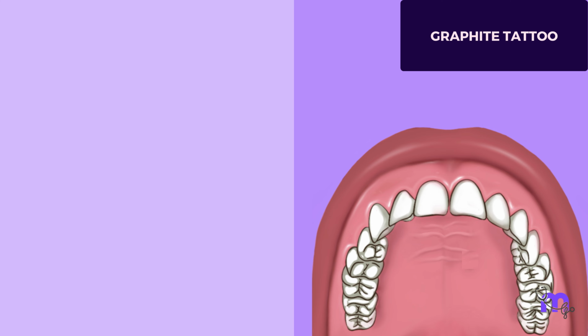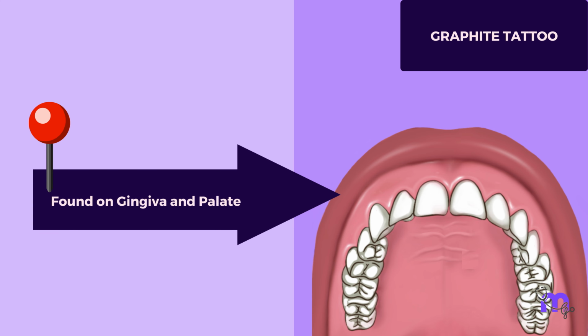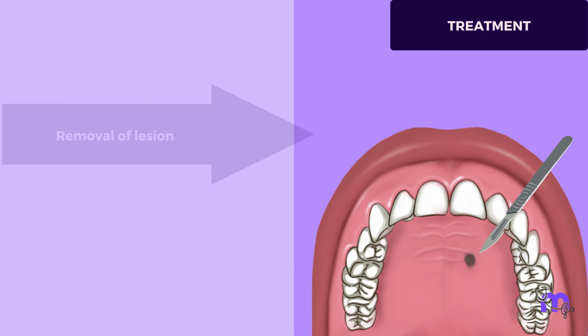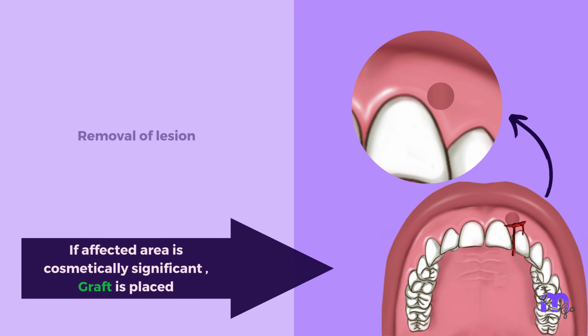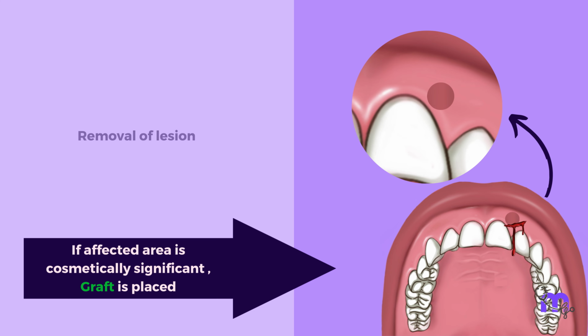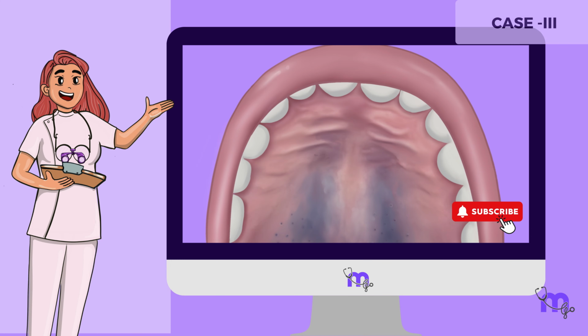Graphite tattoos can also be found on the gingivae in addition to the palate. Treatment involves removing the lesion. If the affected area is cosmetically significant, a graft may be placed afterward. Moving on to the third case.